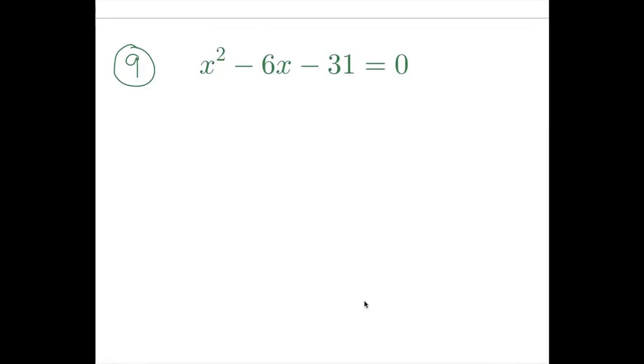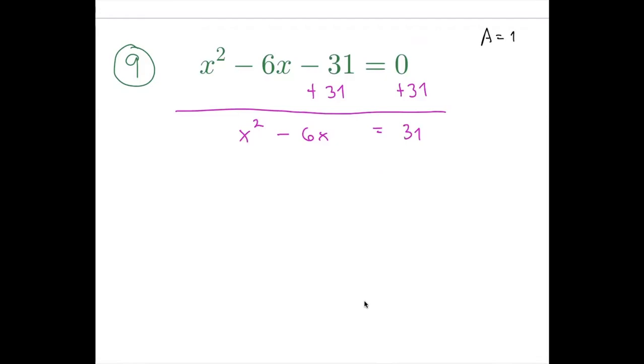As you can see, you see x squared, you see minus 6x, but that minus 31 needs to be moved over so that all the x's are just on one side. So in order to do that, we're just going to add 31 to both sides. And so that's going to leave you with x squared minus 6x equals 0 plus 31. Of course, it's 31. By the way, we do realize that a equals 1. So if we wanted to, we could factor out the 1, but it's not going to make any difference.